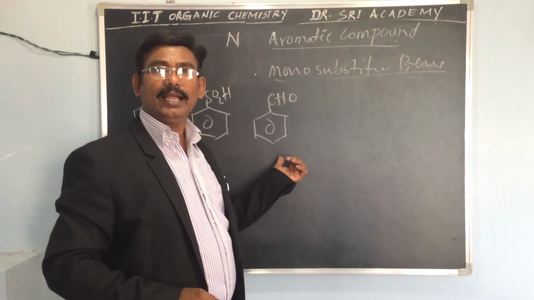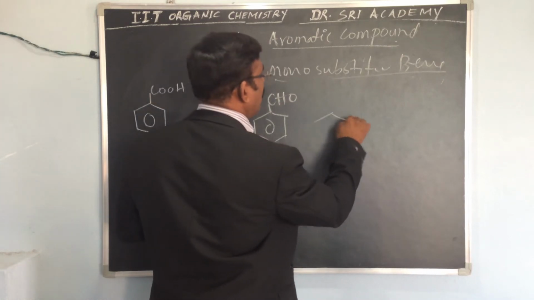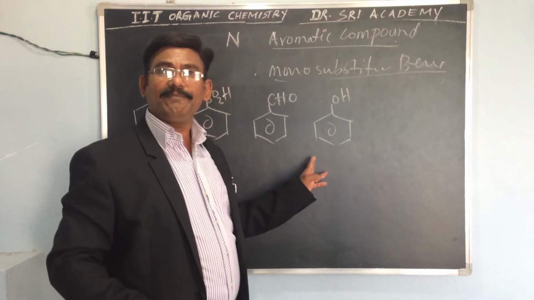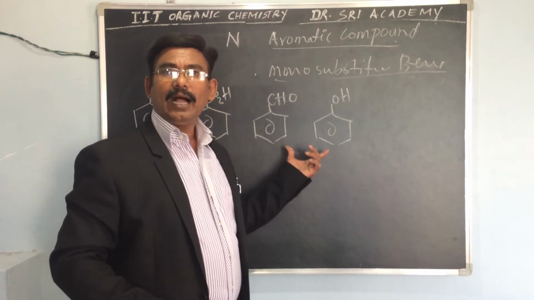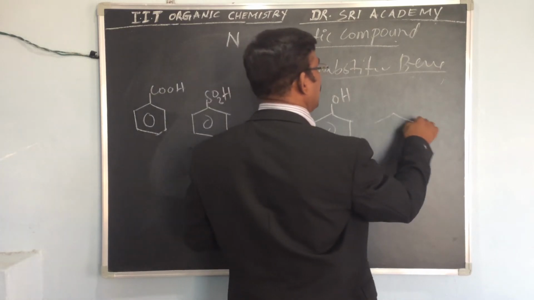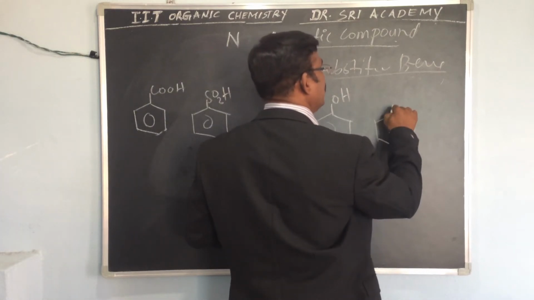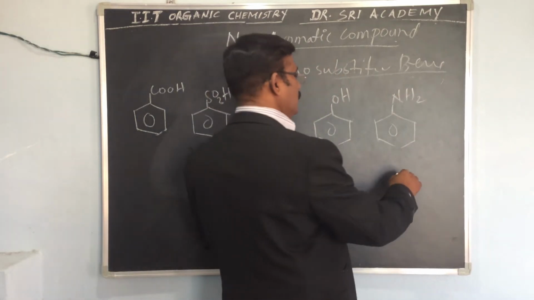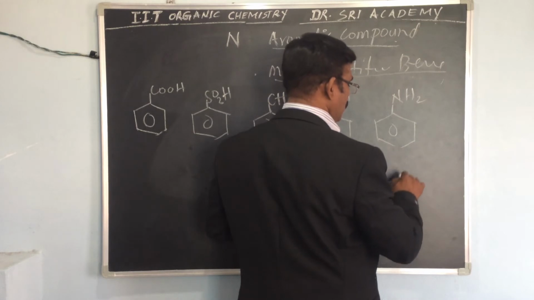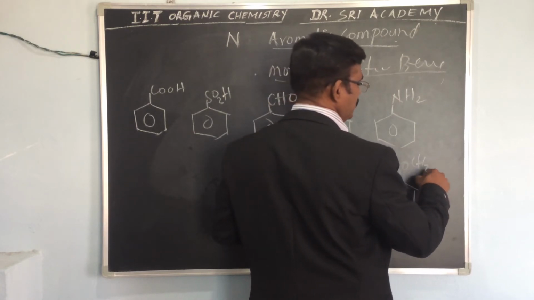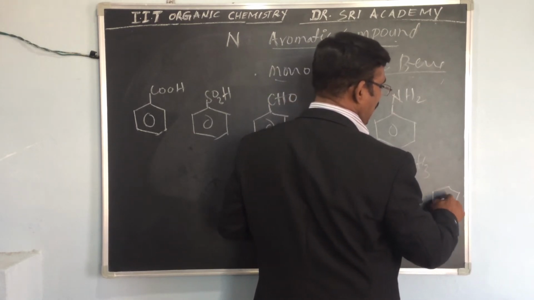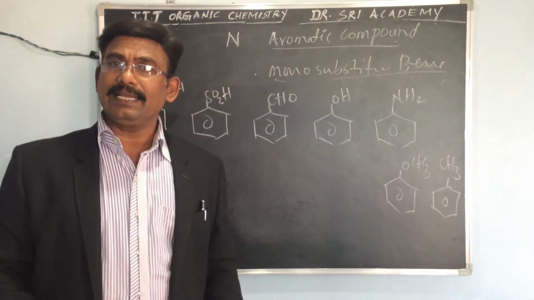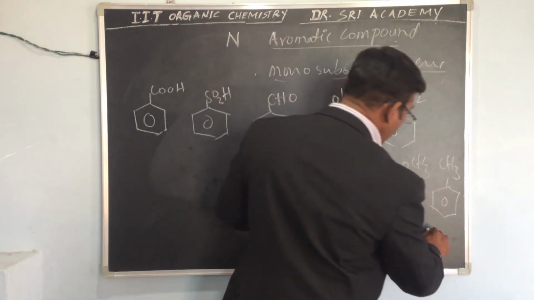This is called benzaldehyde, and phenol, hydroxybenzene, we can say phenol. And phenylamine, this is called aniline. Or methoxybenzene, and finally methyl benzene is called toluene. So this is a decreasing order. This is called the toluene.